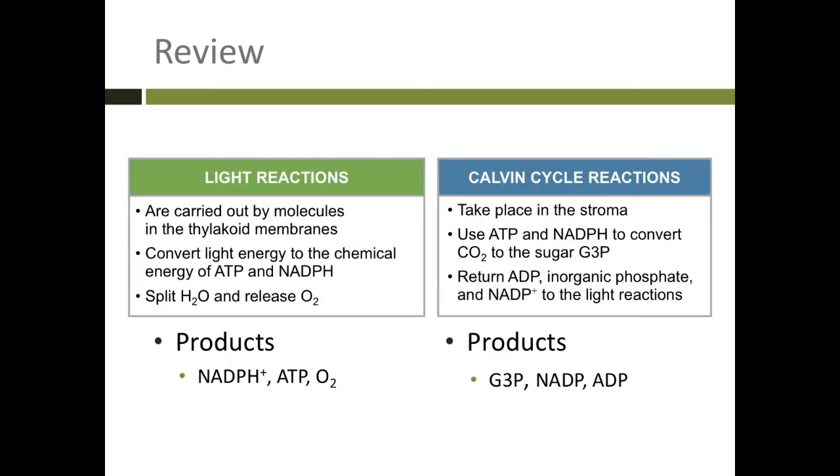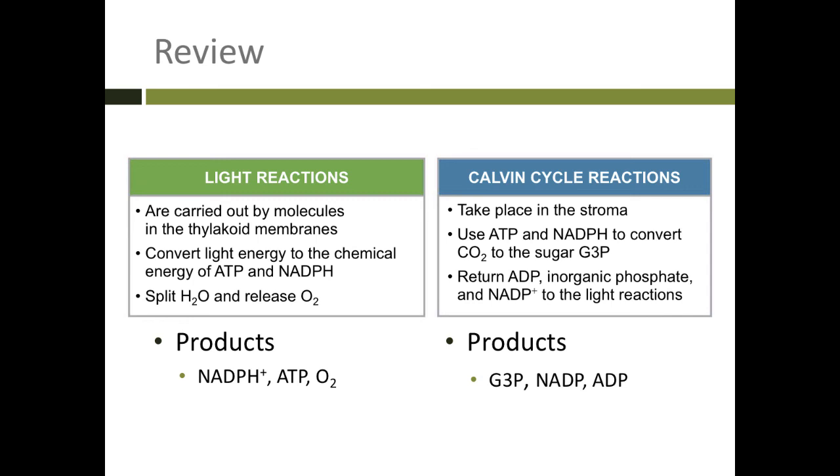So to review, during the light reactions of photosynthesis, these reactions are carried out in and across the thylakoid membranes. The photosystems of the light reactions convert light energy to chemical energy of ATP and NADPH. We're also going to be splitting water using the hydrogen ions to create a gradient and releasing oxygen gas. The products of the light reaction, NADPH and ATP, are going to go to the Calvin cycle to run those processes. Oxygen gas is released as a waste product.